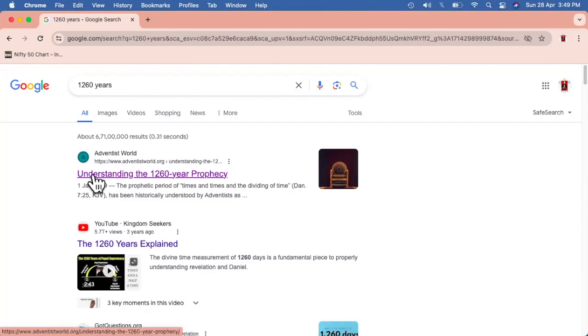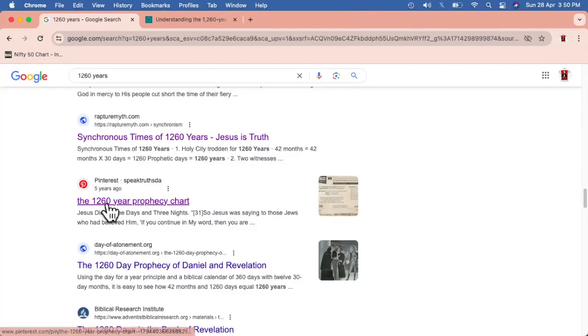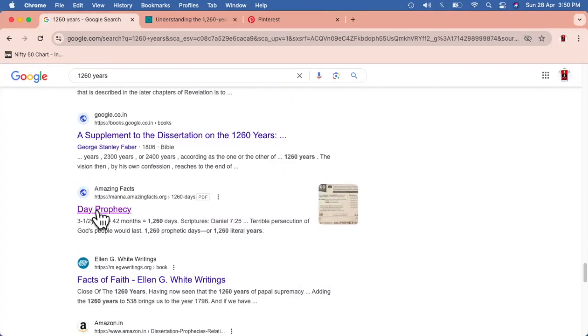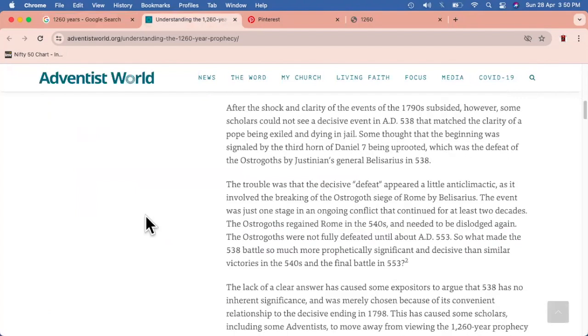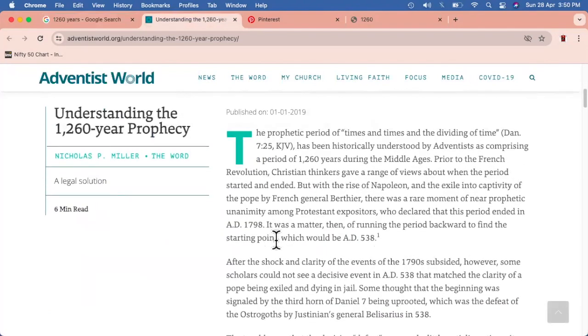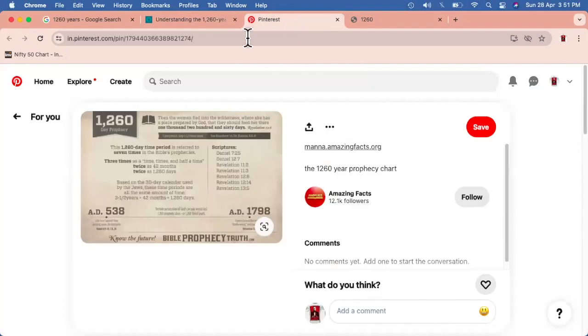So let's say this is the first article. This is the second one that I'm trying to open. This is the third one that we are talking about. Now we are going for the first article. In this first article, we try to understand a few of the things which are there. Here we are talking about a few dates, which is 1260 years, and the cycle was considered to be completed in AD 1798. The era which started was in AD 538, approximately, we'll consider the dates. So if we go over here, yes, we find this small chart which has been given.